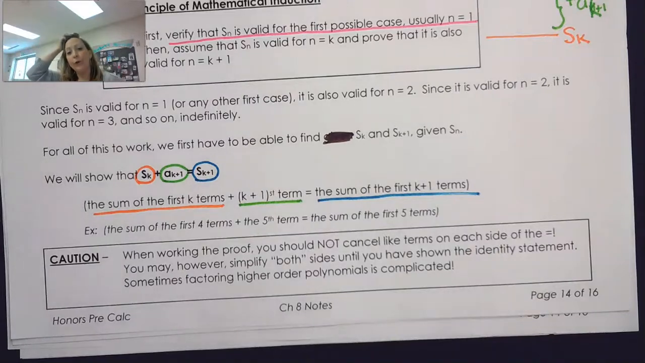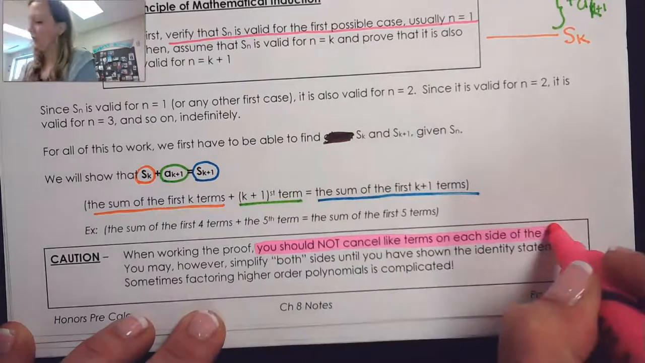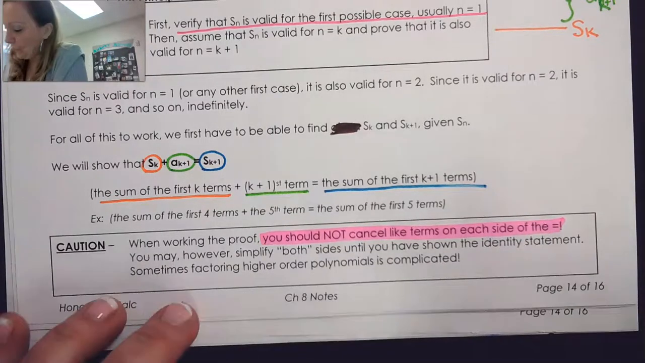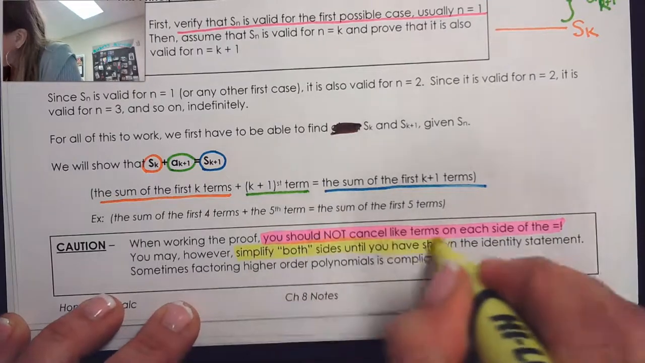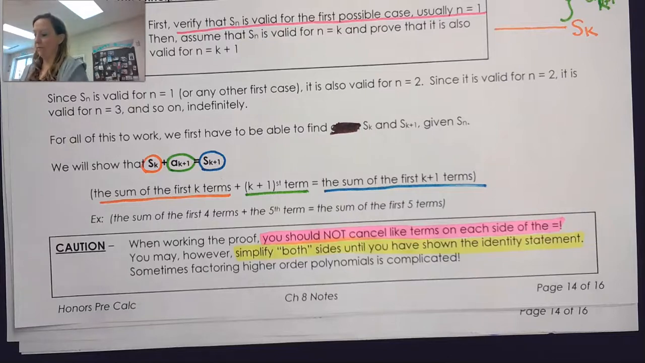Now, when working the proof, remember, just like when we were verifying identities, we should not cancel like terms on both sides of the equal sign. However, you can simplify both sides until you have the identity statement. Okay. So we're going to do 5 of these problems together today.